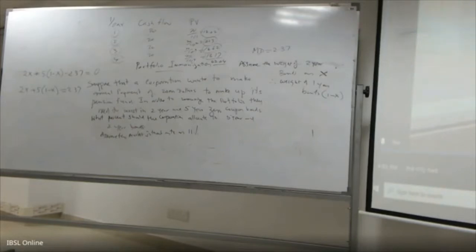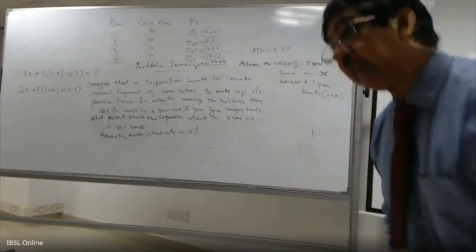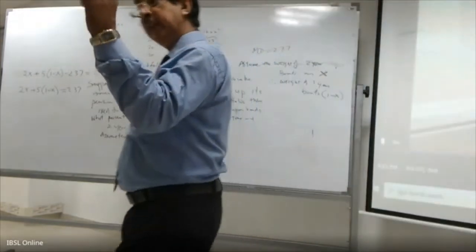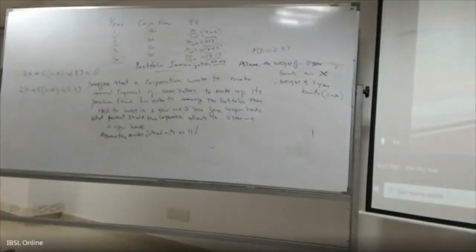Right. Have you got a value for x? What is that? 0.876. Yes. You can take it to 2 decimals, so then you can put it as 0.88. That's correct. So when x is 0.88, 1 minus x is 0.12.